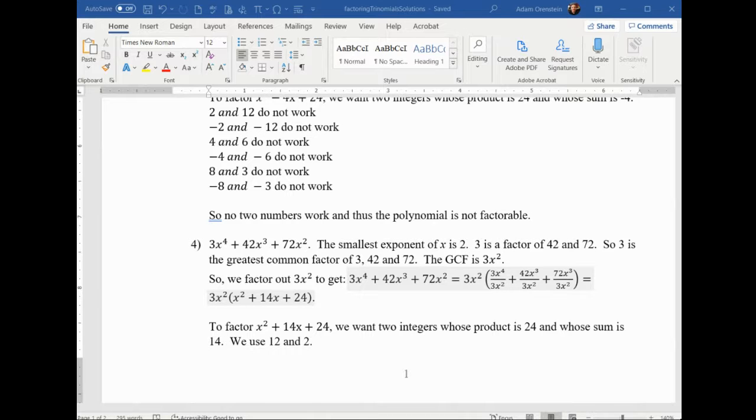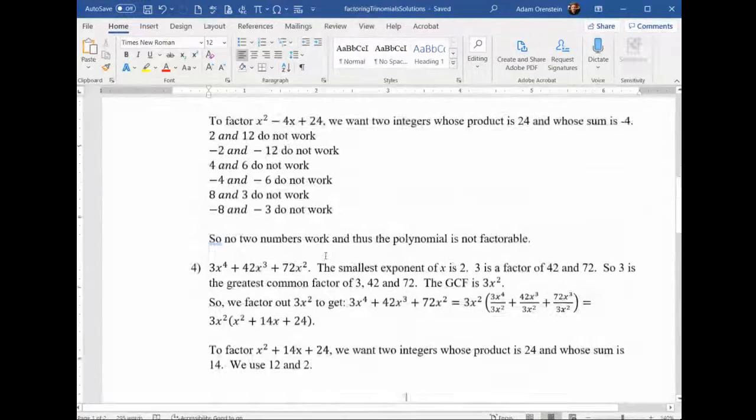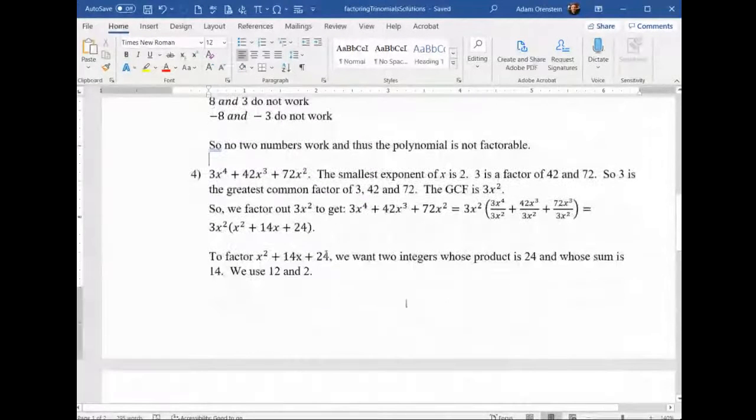And remember, this is how you factor it out. You have to divide. You divide each term by 3x squared because you want to get what's left over. I know some people ask me, what do you do with the 3x squared? Just leave it in front. Because now we have to handle this stuff here, the x squared plus 14x plus 24.